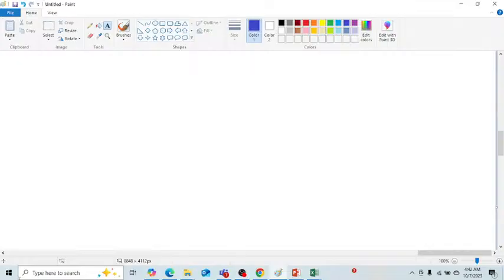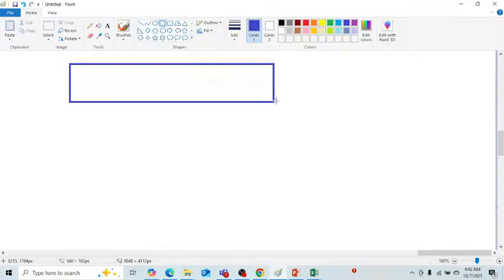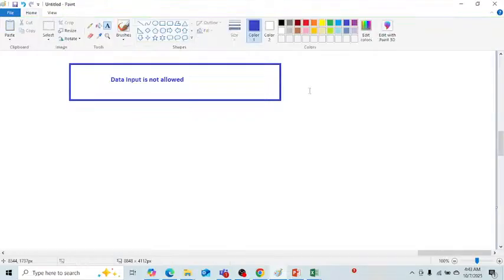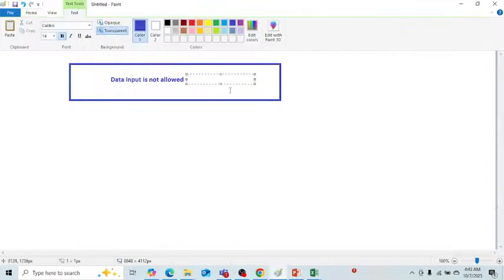So here we can understand that data input is not allowed for account 4110.